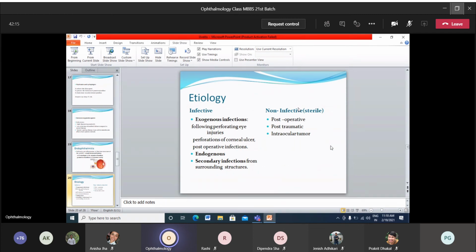Very important in our setup, following any kind of post-operative, especially following cataract surgeries. Endogenous is from the bloodstream, and there are secondary infections from the surrounding structures, from the sinuses especially. And non-infective is post-operative, post-traumatic, and intraocular. Okay, but for you all, the exogenous and mainly the post-operative infections are important.